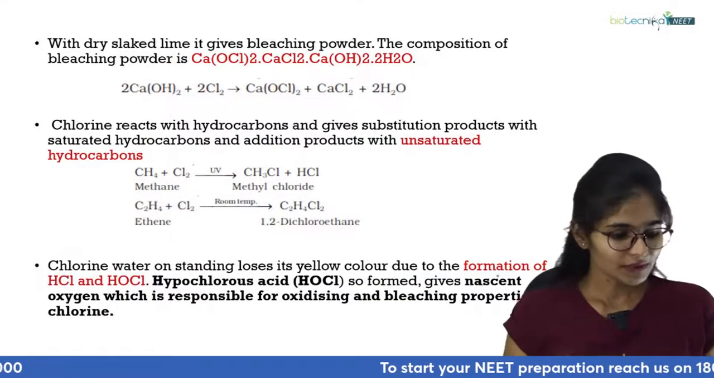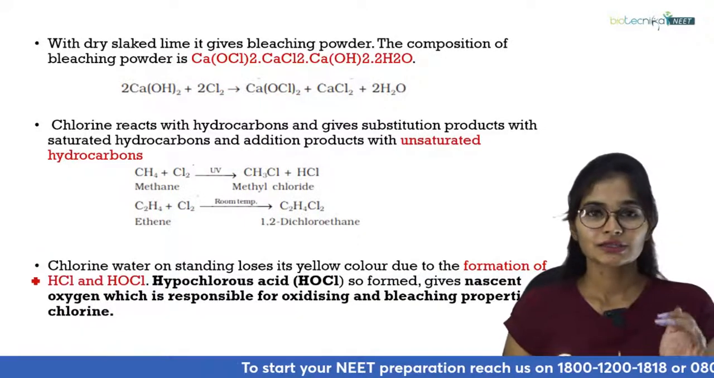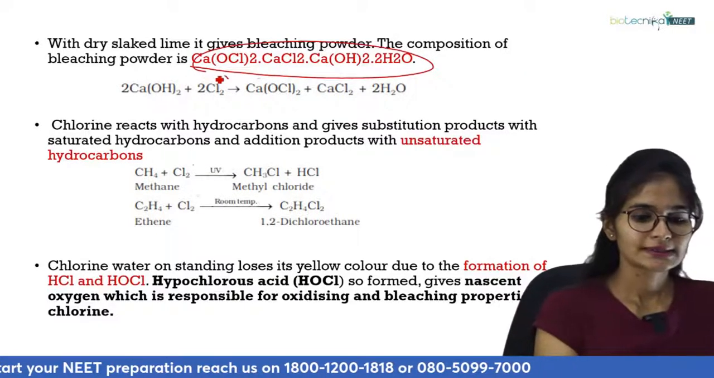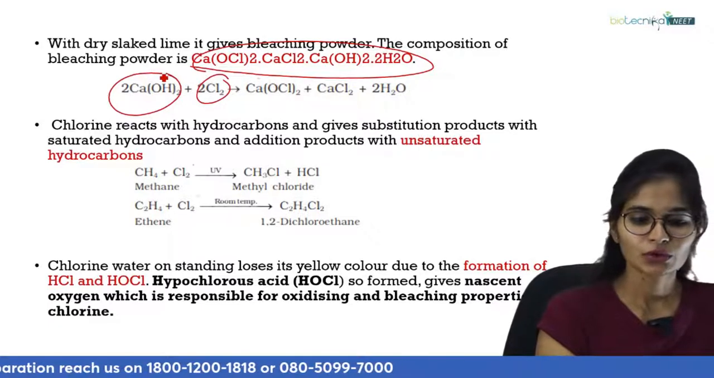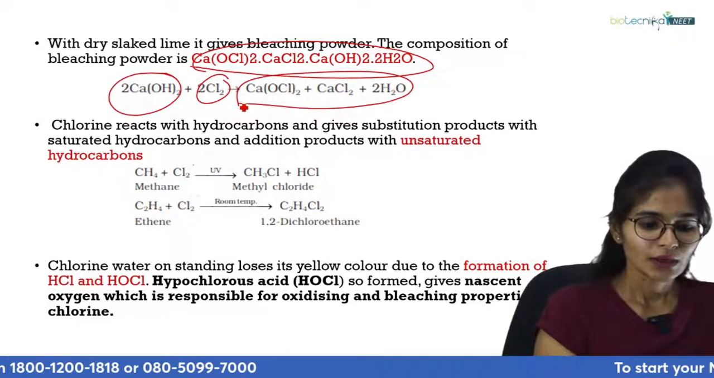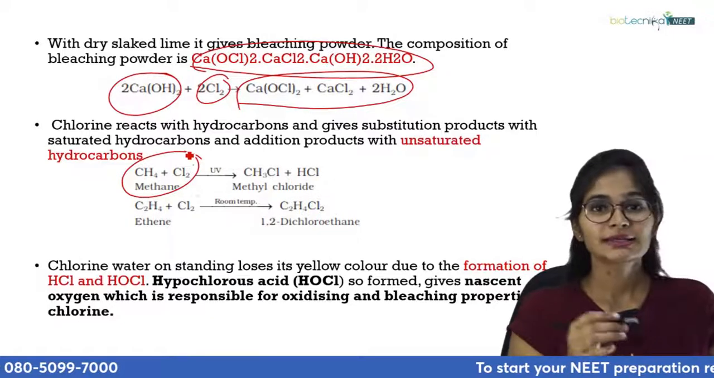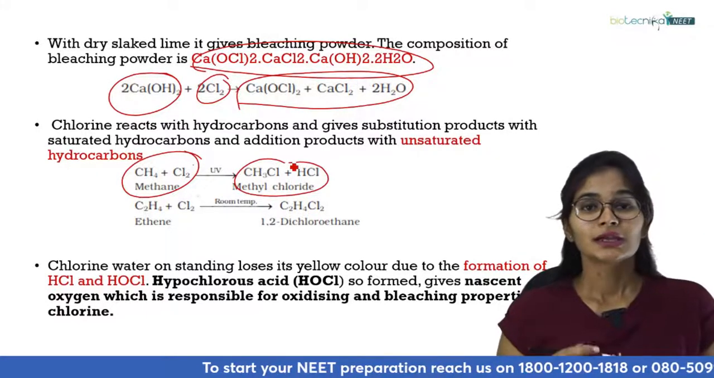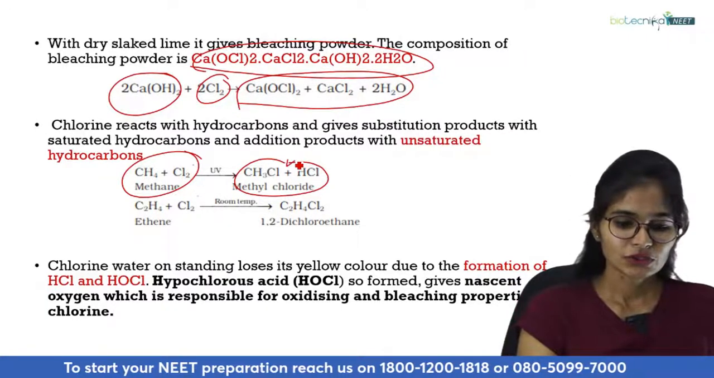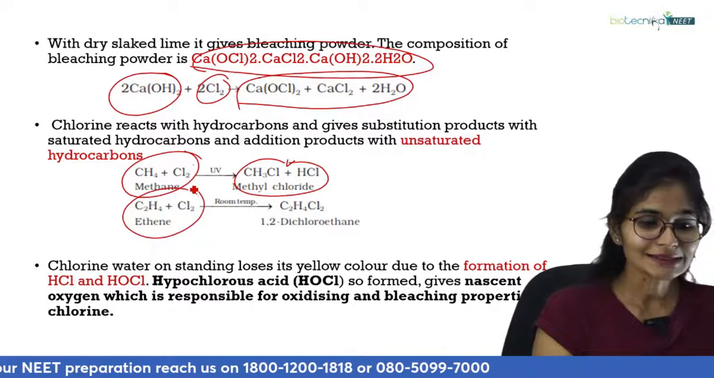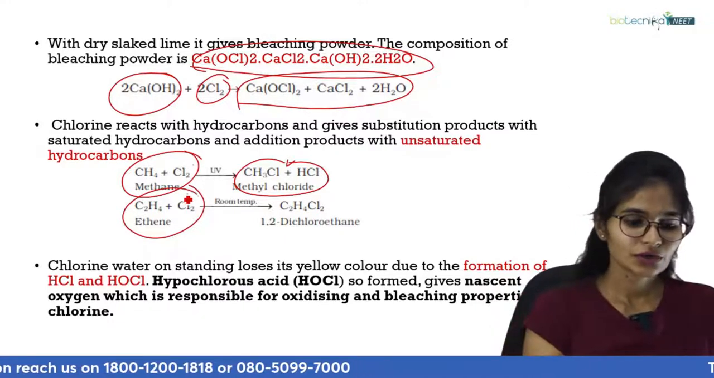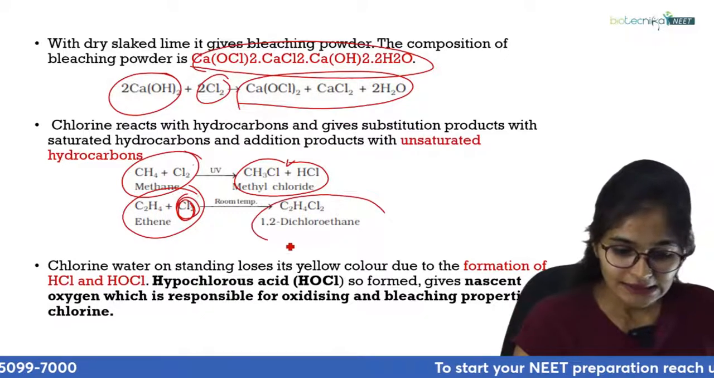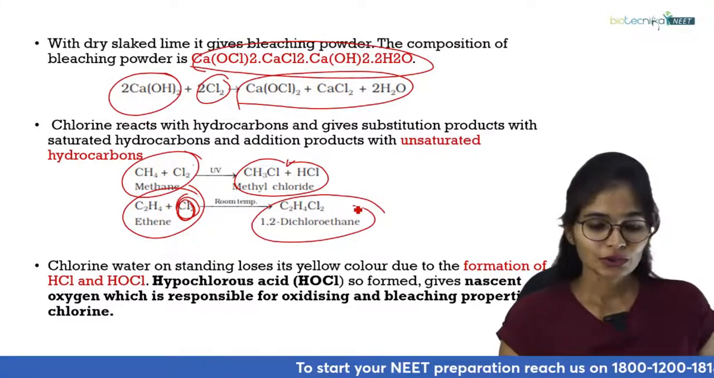These are the remaining Cl2 reactions. The bleaching powder composition: when you treat Cl2 with slaked lime, you are going to get bleaching powder. And when you treat chlorine with a simple saturated hydrocarbon, you are going to get CH3Cl, where it will be just a substitution reaction. And when you have an unsaturated hydrocarbon treated with Cl2, it will undergo an addition type of reaction, and it gives 1,2-dichloroethane as a product.